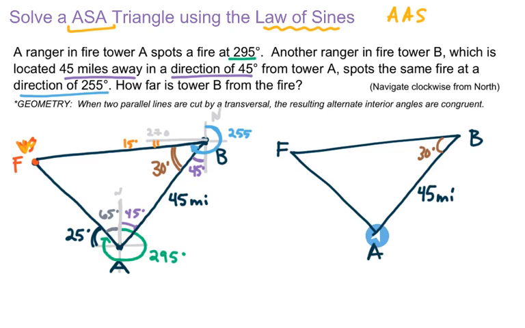And what about angle A? Angle A is between these two lines. 65 plus 45 gives me 110. So now, looking at what I have, an angle, side, angle triangle. Angle, side, angle, or angle, angle, side, we can solve the same way.